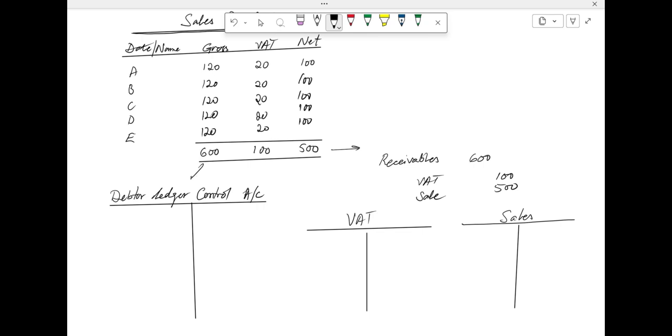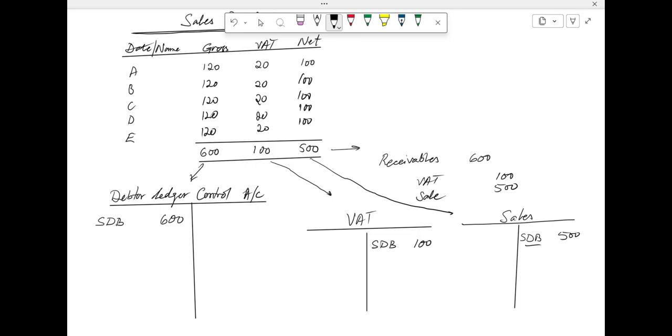In the control account, I will be transferring this figure over here, and I'll write sales daybook. This figure will go into the VAT account, sales daybook. And then the last figure, 500, will go into the sales account, 500, sales daybook. So in the description, I have written sales daybook because the figures are coming from the sales daybook. So you can see that the total figures will be entered into the debtor ledger control account, VAT, and the sales account. These are all general ledgers.